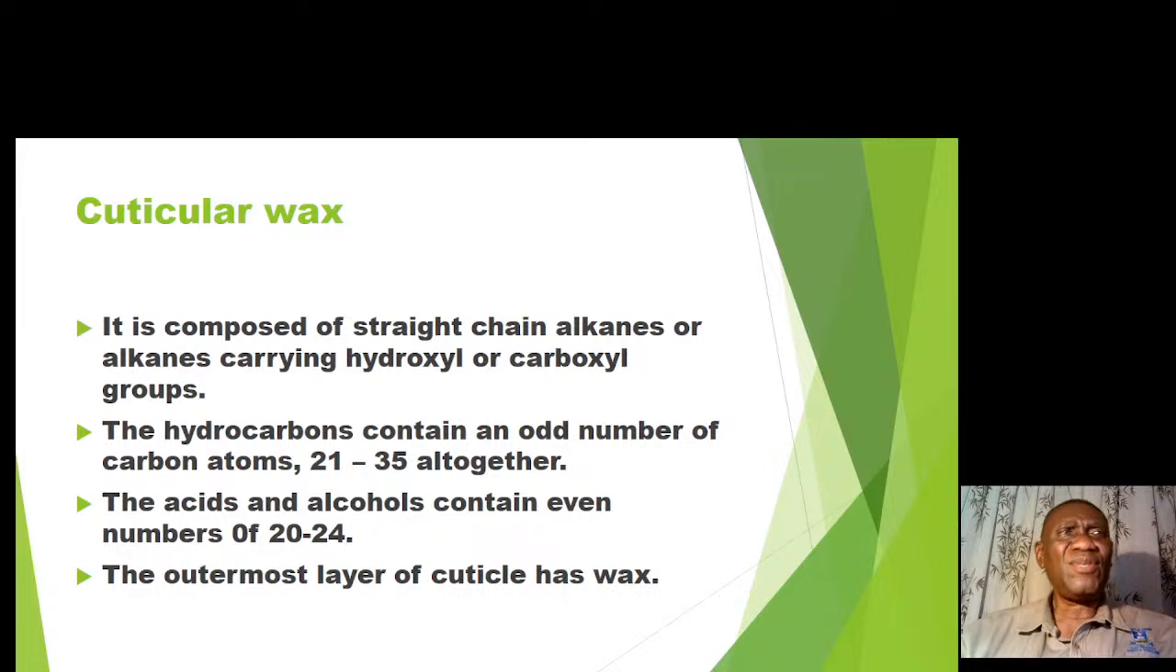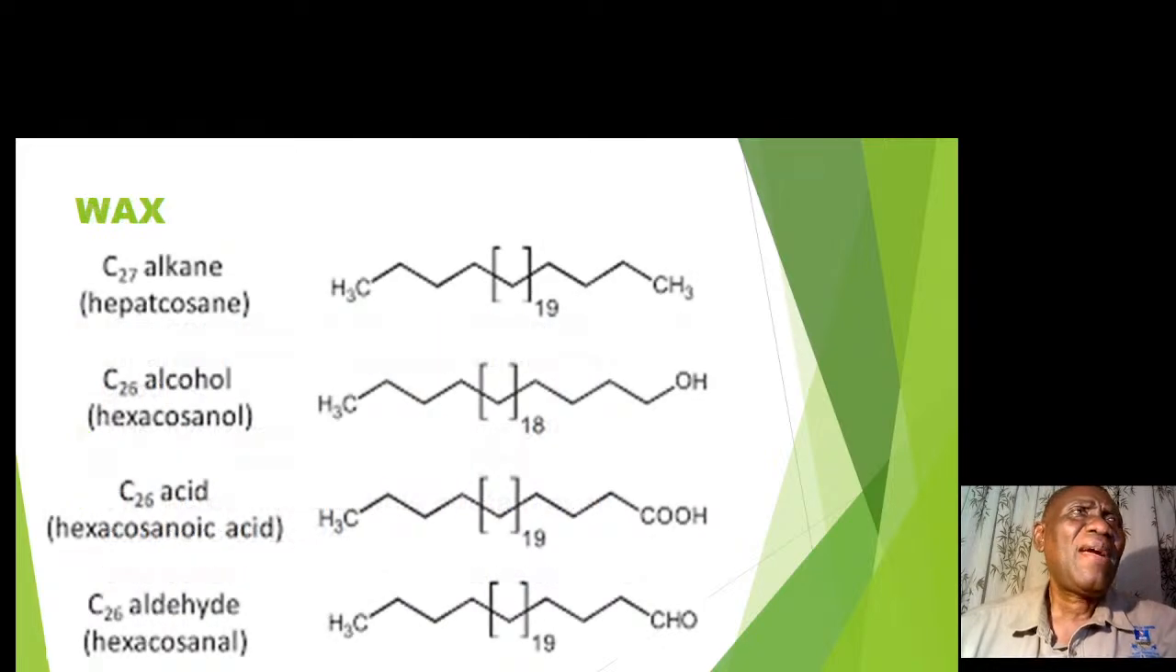So the outermost layer of the cuticle is wax. Otherwise, I was now describing probably the chemistry of the cuticular wax. So this is the wax. It can have 27 carbon atoms or 25. It could be 26 carbon atoms.